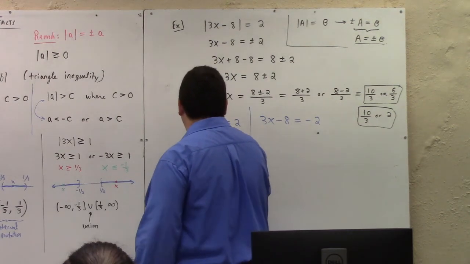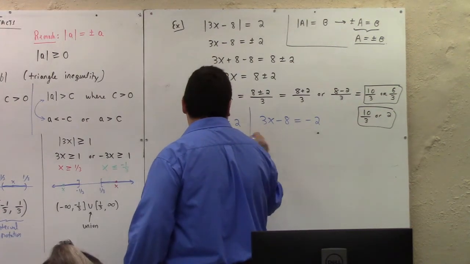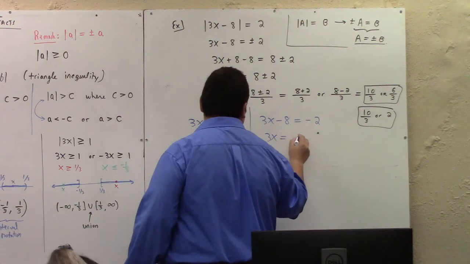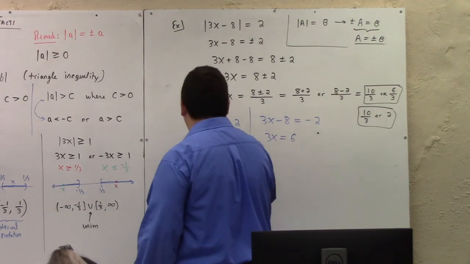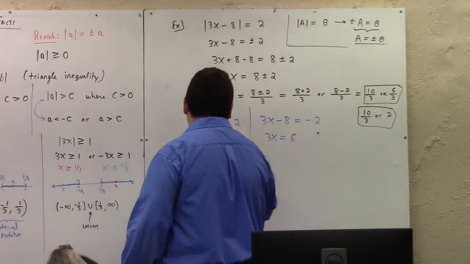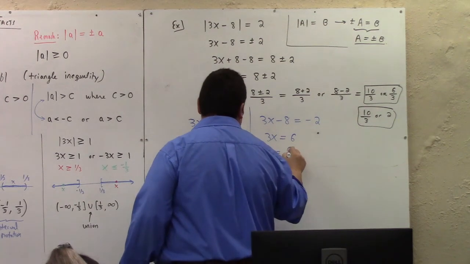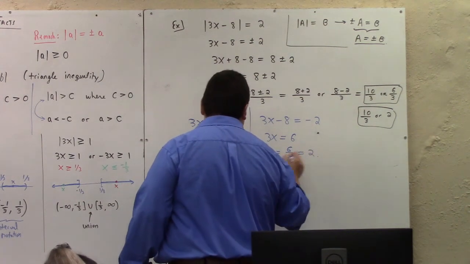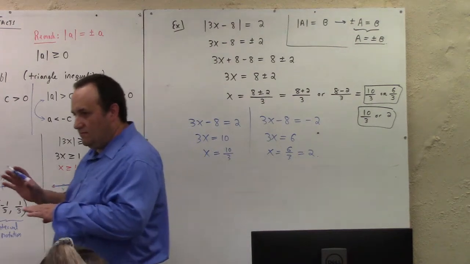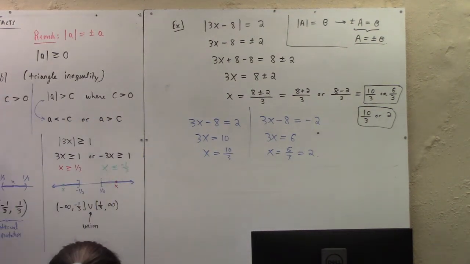And so we get 3x equals 10. We get 3x is equal to 6. We get x is equal to 10/3. We get x is equal to 6/3, which is equal to 2. I mean, they're pretty equivalent methods. You could go either way. Like, certainly, if that's the way you're comfortable doing it, do it that way. It's fine.